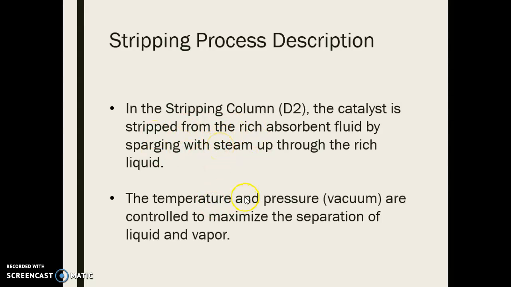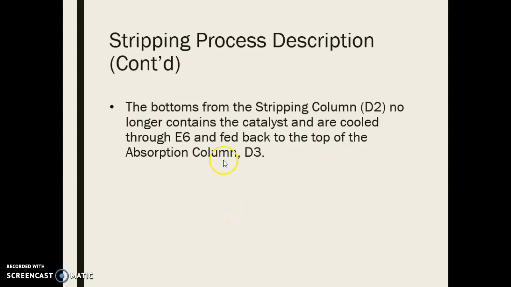Okay, we talked about that. Now, it's important to note that temperature and pressure are controlled to maximize the separation of the liquid and the vapor. The bottoms from the stripping column no longer contain the catalyst and are cooled through E6 and fed back to the column top of the absorption column D3.